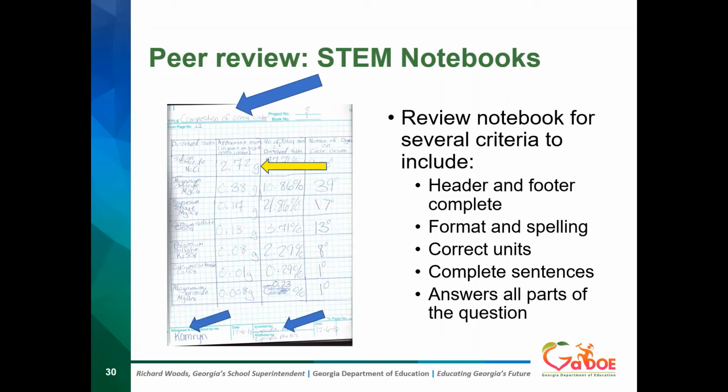If the criteria is met, the student signs and dates the bottom, indicating that the lab or engineering design project has been accurately peer reviewed and everything is correct and in order.